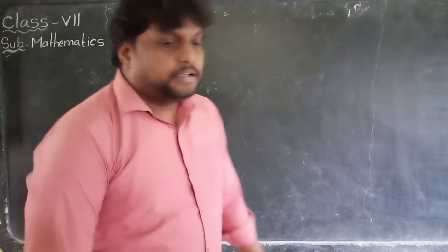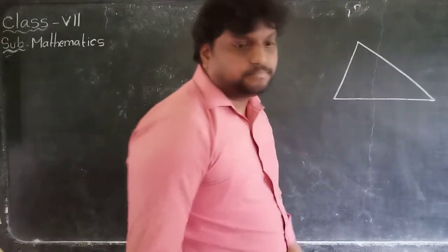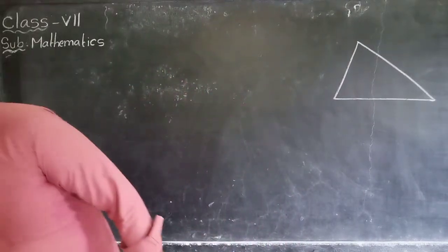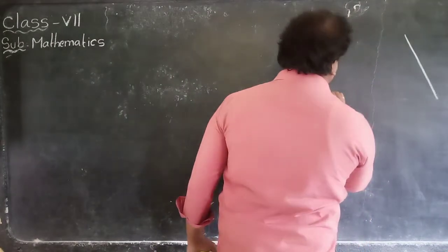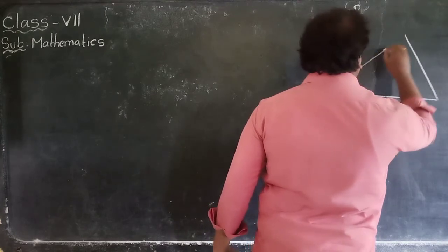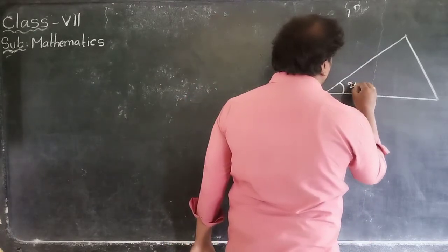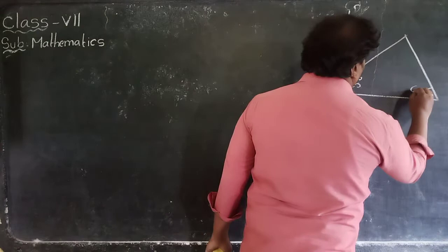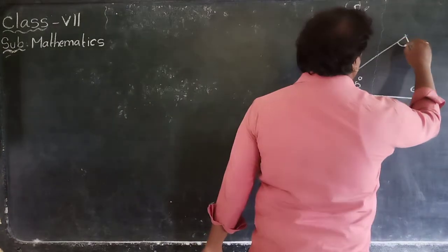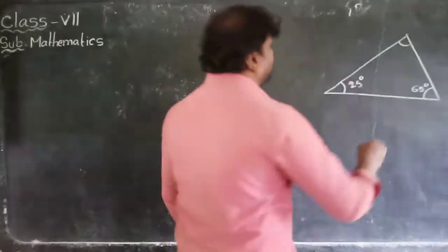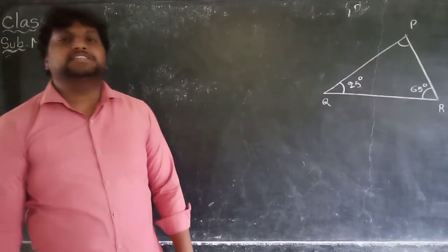On that, here we have a triangle. Two angles given, 25 and 65. Find out the third angle. This is PQR. By using the angle sum property, the triangle sum property, what is the angle sum property?